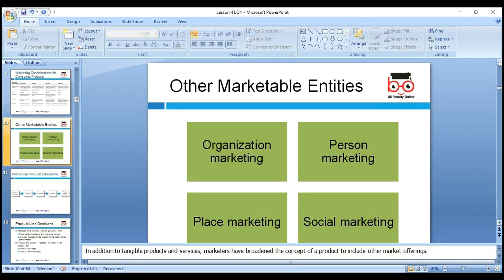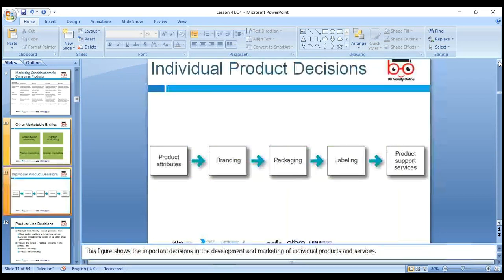What is marketing? Personal marketing, place marketing, and social marketing, like we just did in the last session, as product decisions. We can look at the product attributes and what brands we have. Maybe think about Ford having different SBUs, strategic business units, and different brands: Ford Fiesta, Ford Focus, Ford Mondeo. We can also look at product packaging, what our product is, a service, each product.